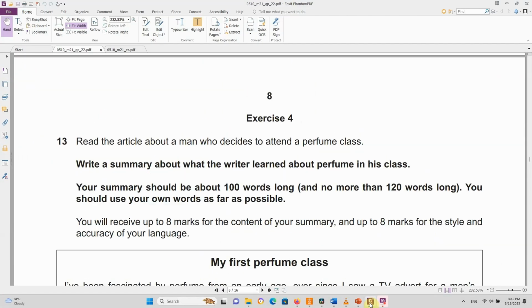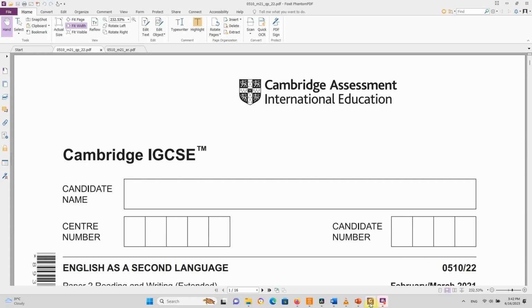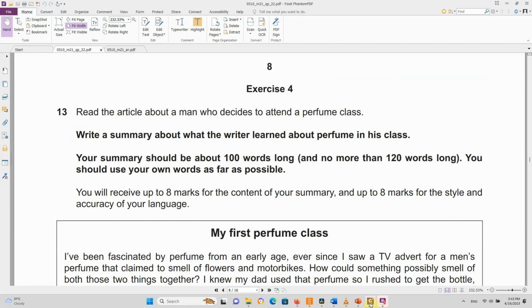Here, I need you to pay attention. We have a question, and this question was taken from a past paper, March 2021, 0510 paper 22. Okay, so let's move to exercise 4. In exercise 4, you are asked to write a summary about what the writer learned about perfumes in his class. So the first thing we need to understand is that they did not ask us to summarize the whole text. They only want us to summarize a specific part of the text.